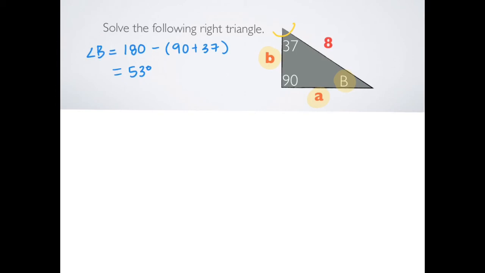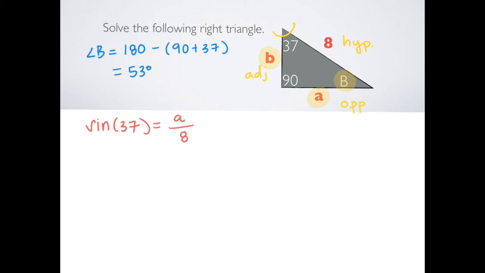So I now need to label this triangle according to angle 37. 8 is always going to be my hypotenuse. A is going to be opposite, and B is my adjacent. I'm never going to be able to mix the A and the B since I'm looking for them both. So I need to consider, okay, if I have A and 8, that is opposite and hypotenuse. So that is sine. So sine 37 is equal to A over 8.